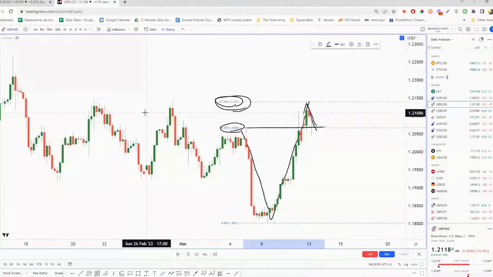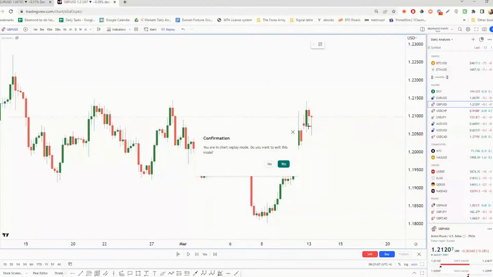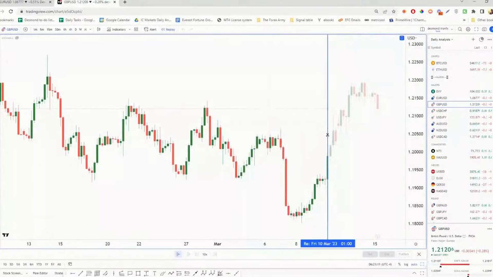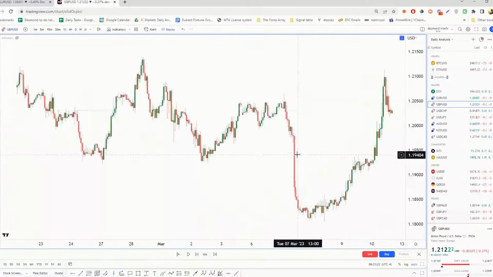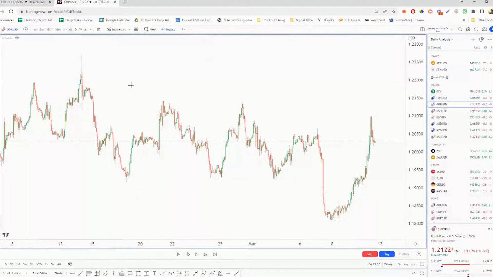The success of this strategy lies in confluence. Okay, what do I mean by confluence? In this particular setup, if I were to do a bar replay feature, so I think it was a 4-hour chart.